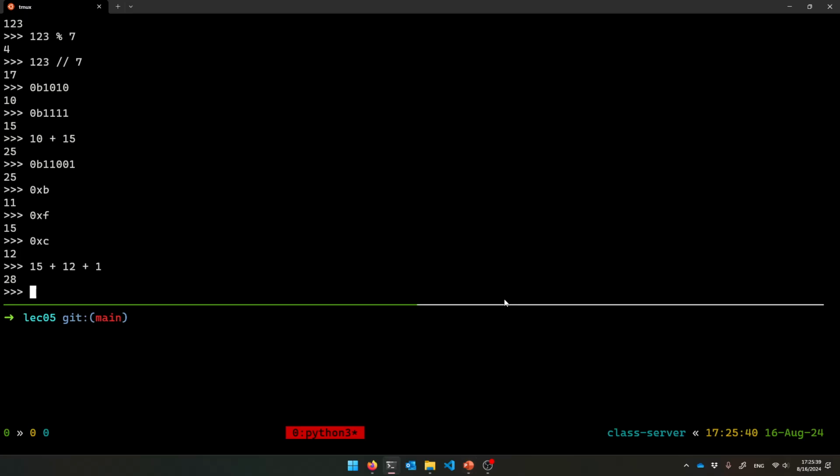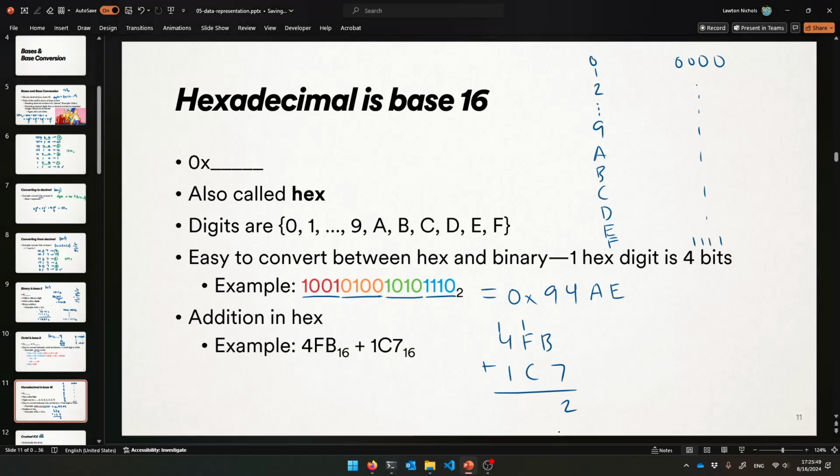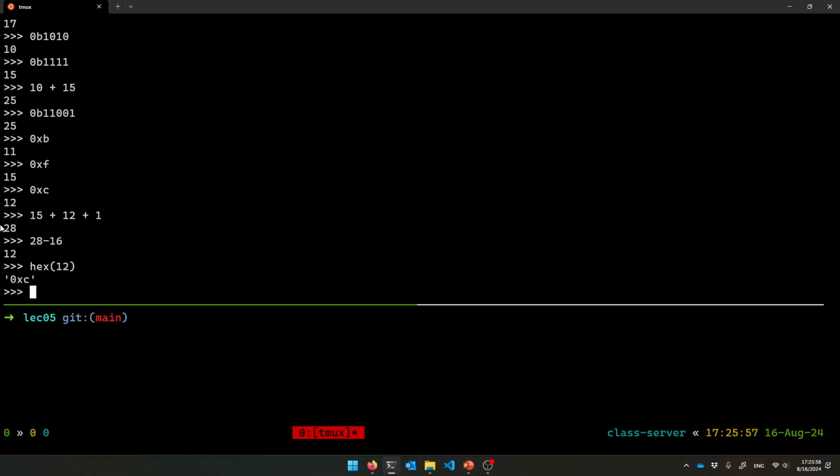What's 28 minus 16 now? So that's what's left over. So 12 left over. What is 12 in hex? I think you can do that. It's C. All right. So it's C there. 1C was our answer. And that was our 28. All right. And you can always confirm that 1C.